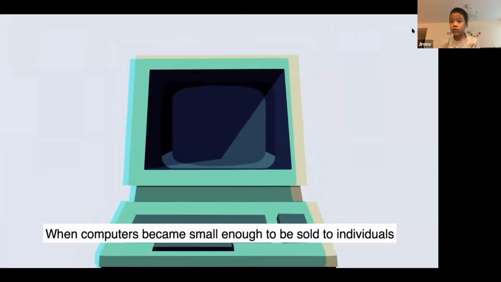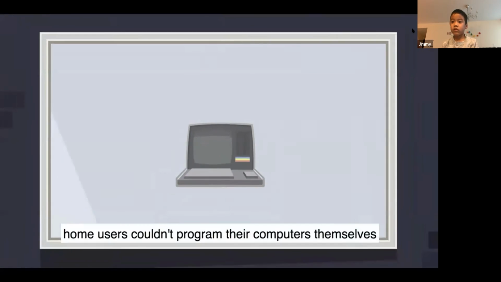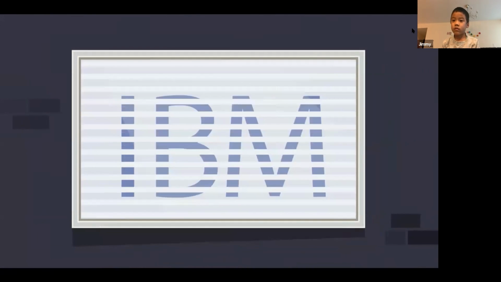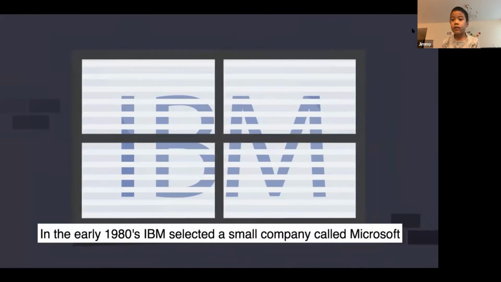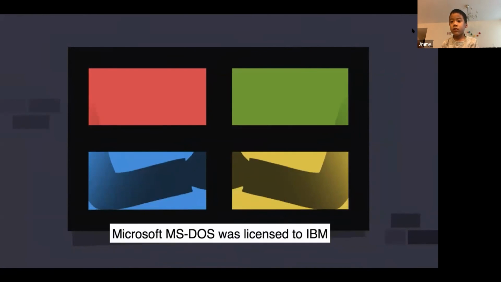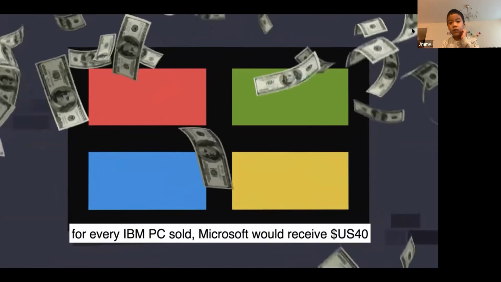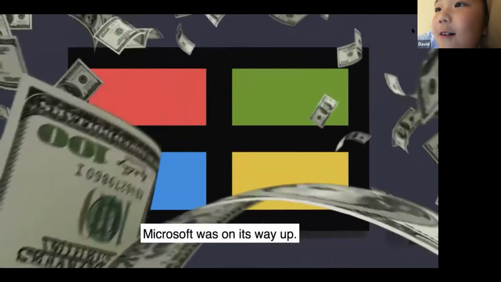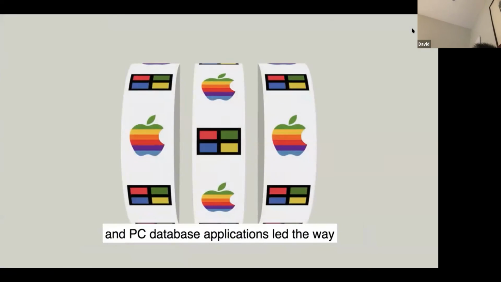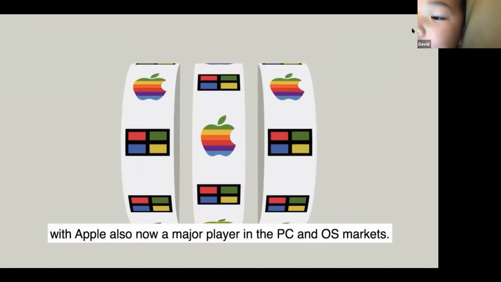When computers became small enough to be sold to individuals, software became much more prevalent. Home users couldn't program their computers themselves. Instead, the operating system was created. In the early 1980s, IBM selected a small company called Microsoft to provide their operating system. Microsoft MS-DOS was licensed to IBM. For every IBM PC sold, Microsoft would receive $40 US. Microsoft was on its way up. Through the 1980s, spreadsheets, word processing, and PC database applications led the way, with Apple also now a major player in the PC and OS markets.